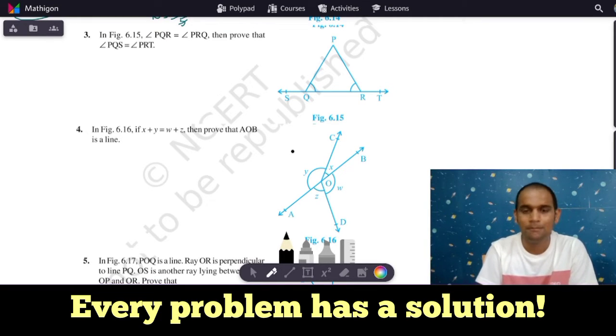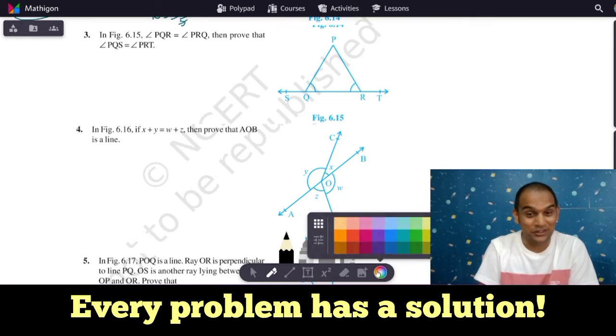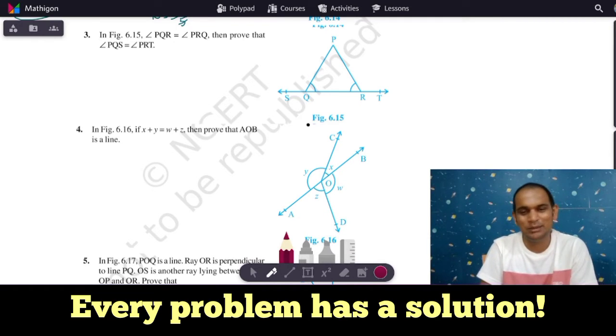Let's try to understand. If you are seeing it for the first time, it might not look that easy, but let's take a look at it. In figure 6.15, it is given that this angle and this angle are equal. Then we have to prove PQS, this particular angle, and PRT, this angle, are equal. These two angles are given to be equal. Since they are equal, we'll give them a value, A degrees.